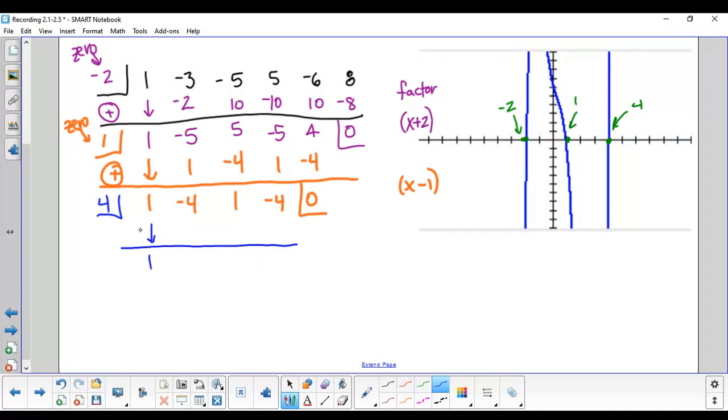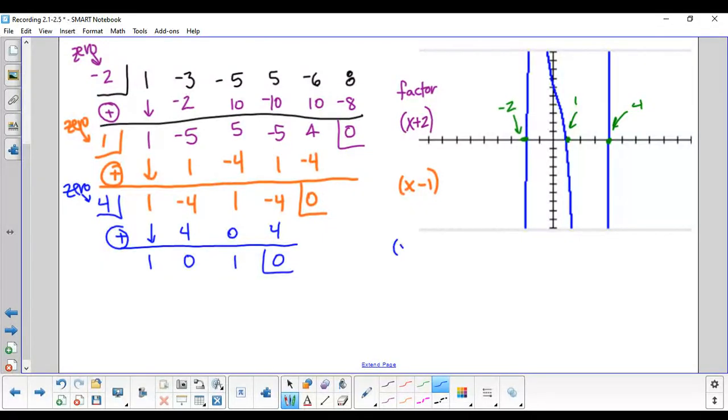So I drop my 1, I multiply, and then again, remember, synthetic division, we're adding. So I get 0 out. 0 times 4 is 0. 0 plus 1 is 1. 1 times 4 is 4. 4 and -4 is 0. I am doing my happy dance over here because what this tells me is that 4 checked out. It is indeed a 0.